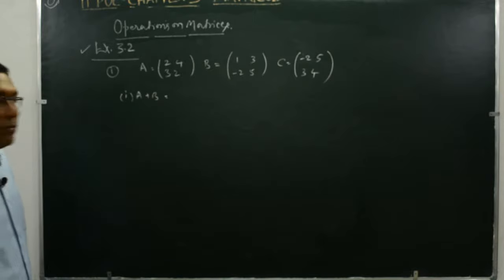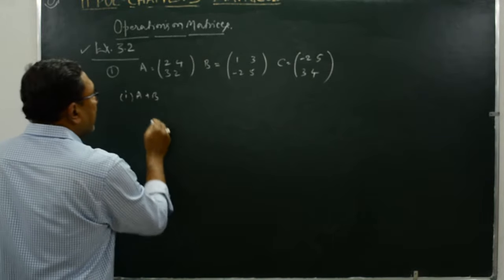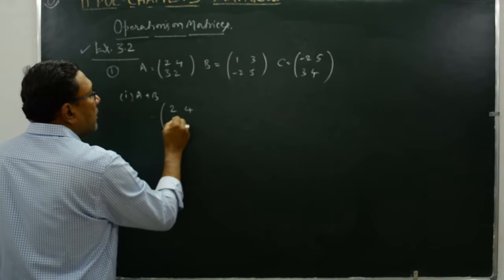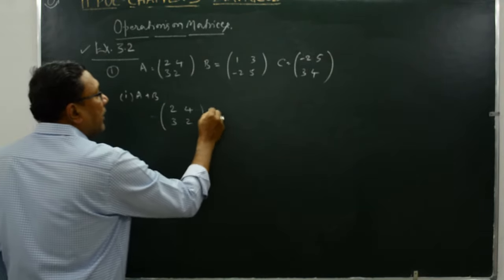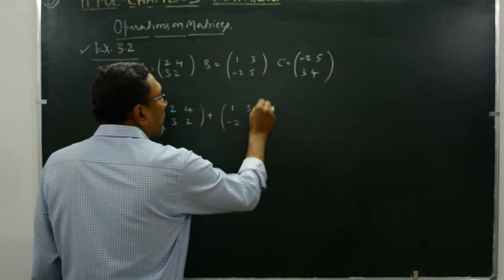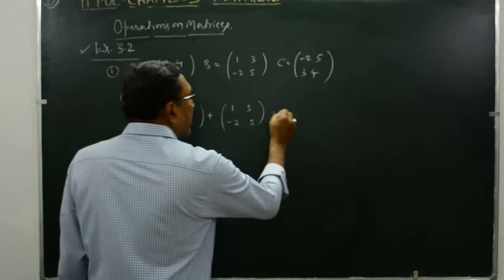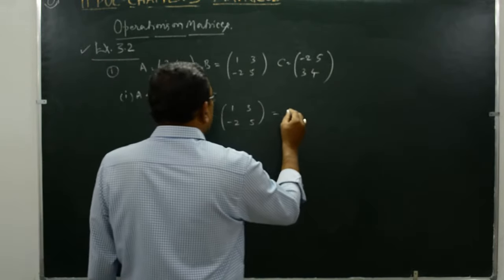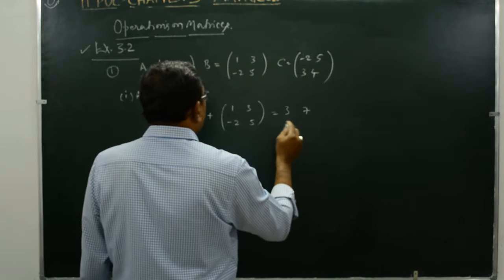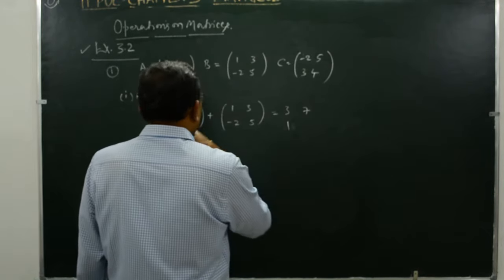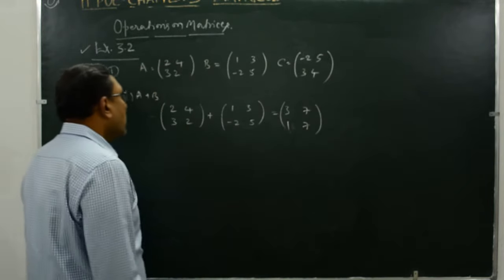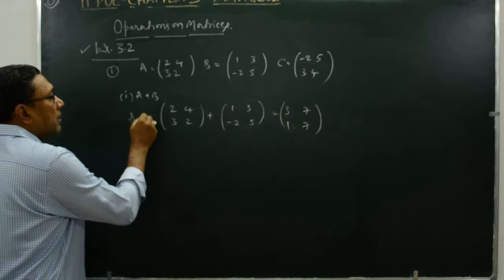We need to find A plus B. A is given, which is [2, 4; 3, 2], and we need to add it with B, [1, 3; -2, 5]. What will be the resultant matrix? 2 plus 1 is 3, 4 plus 3 is 7, 3 minus 2 is 1, and 2 plus 5 is 7. This is the resultant matrix of A plus B.